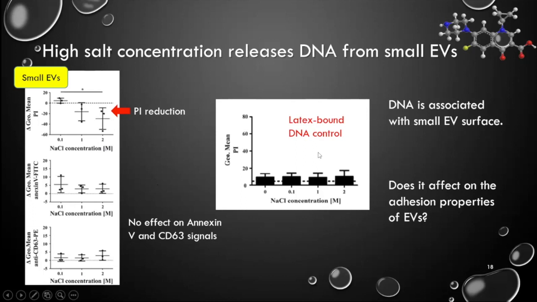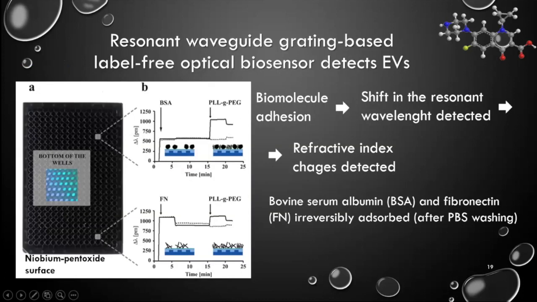And from there, they concluded that the high cell concentration releases DNA from small EVs rather than EVs from the beads, and the DNA might be associated with the small EV surface. So next, they were investigating the effect of this phenomenon on the adhesion properties of the vesicles. And they applied a very interesting approach.